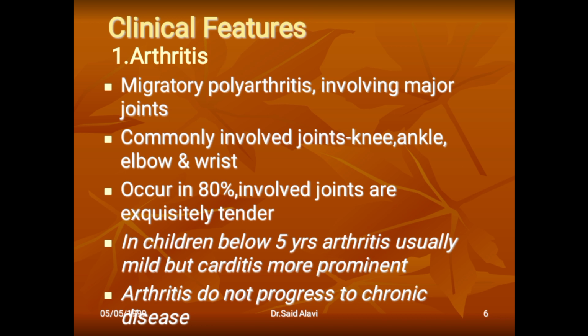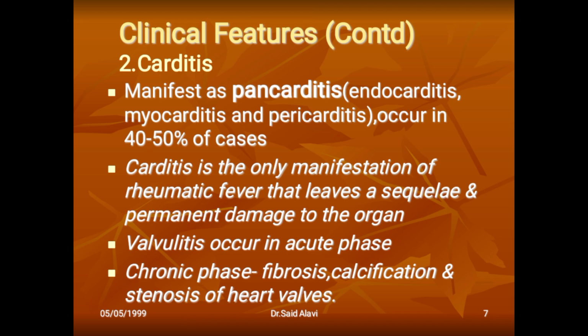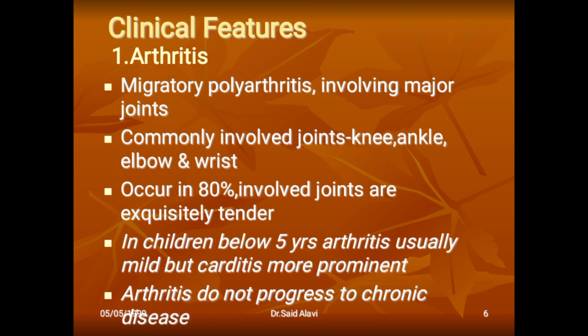Clinical features: arthritis. Arthritis is a migratory polyarthritis involving major joints, commonly the knee, ankle, elbow, and wrist. It occurs in 80%. Involved joints are extremely tender. In children below 5 years, arthritis is usually mild, but carditis is more prominent. Arthritis does not progress to chronic disease.